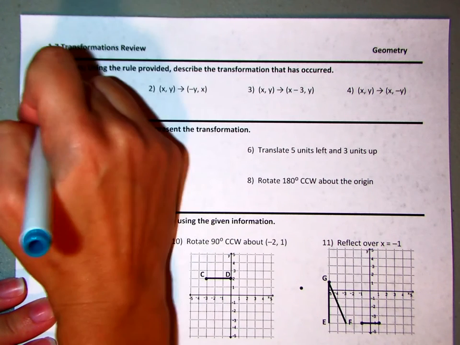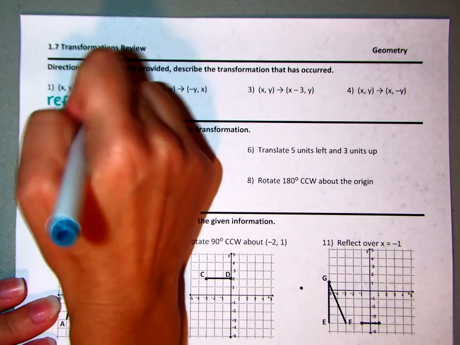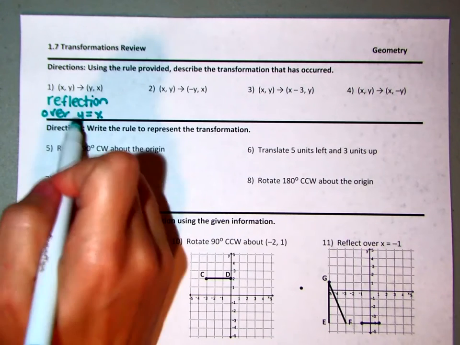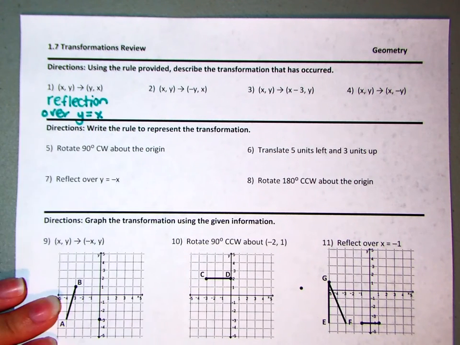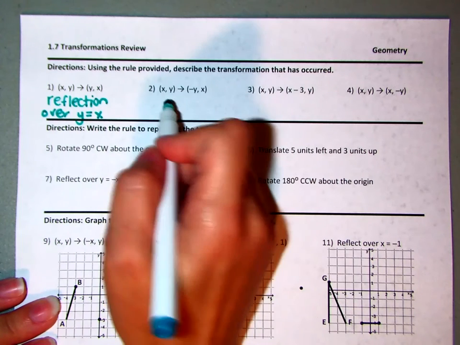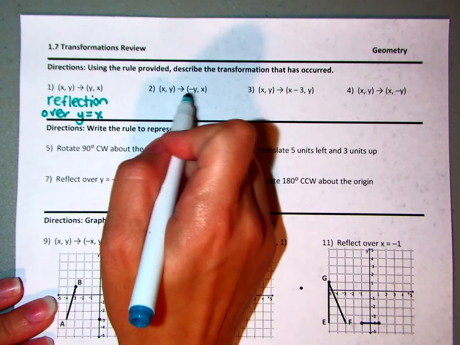And that reflection is going to be over the line y equals x, because when we actually take a line or a point and we reflect it over this line, all you're doing is you're switching where your x and your y are.